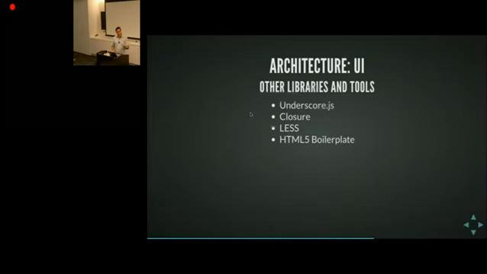Another thing we introduced recently that we really like is Less, the CSS compiler. Google has its own CSS compiler. We don't use it. Less made a lot more sense. It's very similar to CSS. A valid CSS file is also a valid Less file, although the reverse is not true.